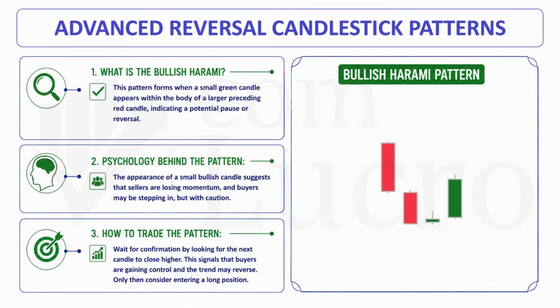Next, let's move on to Harami patterns. These patterns, unlike engulfing patterns, show a smaller candle within the body of the previous larger candle, which indicates a potential pause or reversal in the market.